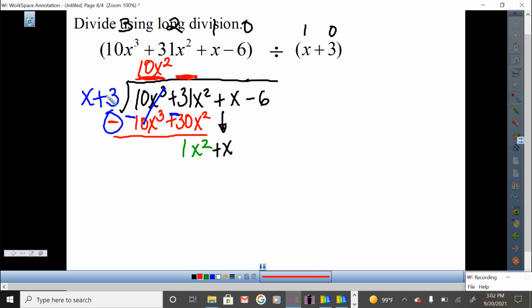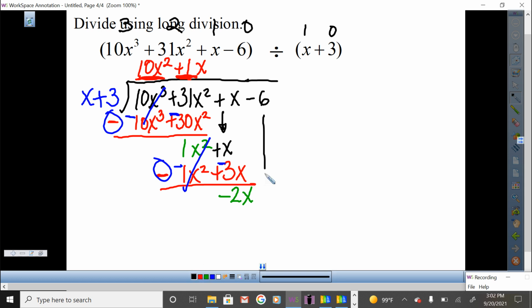What number times x gives me 1x squared? Everyone. X. So I'm going to put 1x. So 1x times x, that's 1x squared. 1x times 3, that's positive 3x. We're going to subtract. Once again, what does that mean? That we distribute to this one and to that one. This cancels. What is positive 1x and negative 3x? Negative 2x. Bring down the last term.